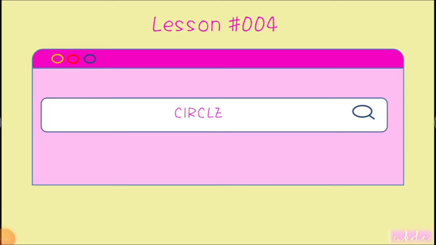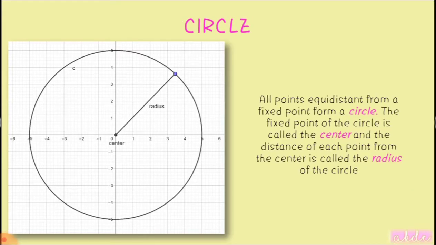So the first conic section is the circle. All points equidistant from a fixed point form a circle. The fixed point of the circle is called the center, and the distance of each point from the center is called the radius of the circle. So this is the center, and from the center to any point on a circle is called the radius.